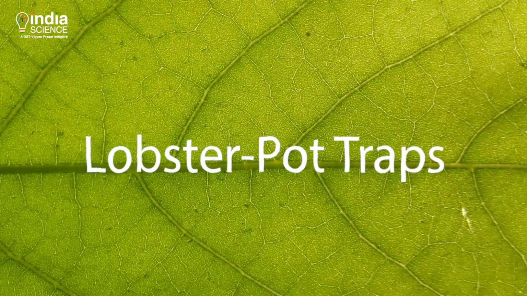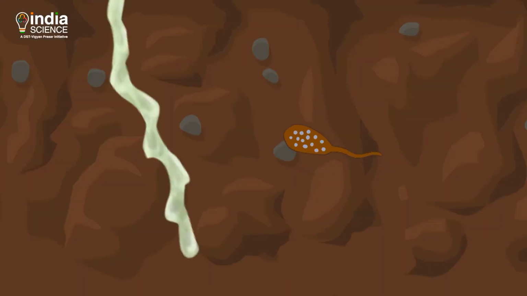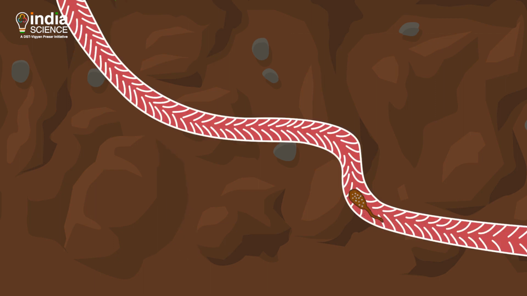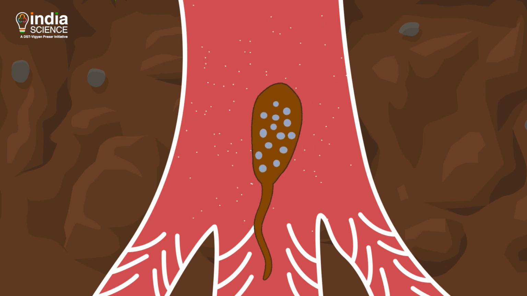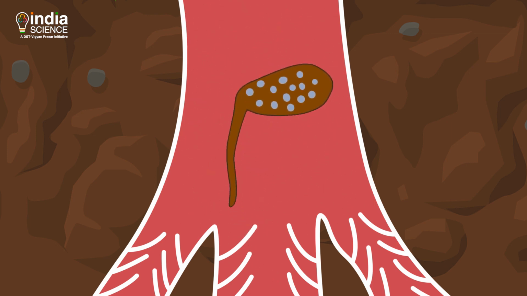Lobster pot trap. These plants trap their prey from roots. When an insect touches the plant, it enters its tunnel-like roots, which have bristles pointed inwards. Now the insect can only move in one direction. Insects can enter, but there is no exit. The insect then reaches the central chamber where various enzymes and low oxygen kill the insect.